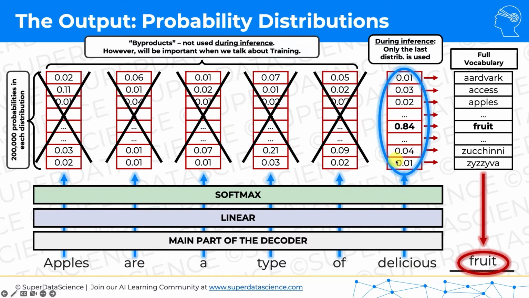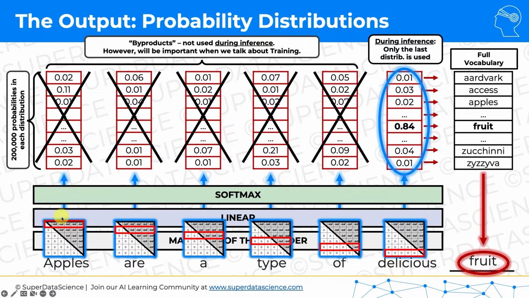So the probability distribution from the context-aware vector representation that we get for the word delicious, that one is important to us because that's where we will get the prediction for the next word. So basically we'll look for the word with the highest probability. In this case, it's fruit, and that is the next word. But these other ones, they are byproducts. As we've discussed before, they're byproducts of the way the transformer is set up, of the matrix operations, and they're important during training, but they're not important during inference. They're actually discarded.